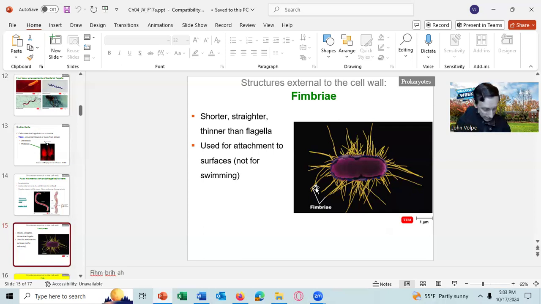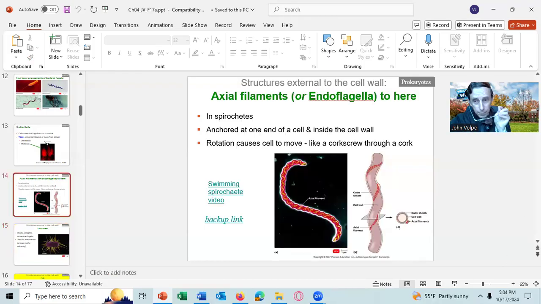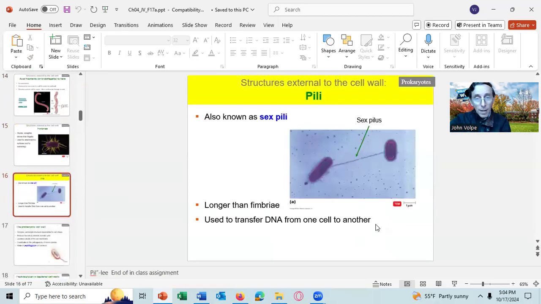Any question about fimbriae? Nope, went the wrong way. Pili, also known as sex pili, are longer than fimbriae, and they are hollow, and they're used to transfer DNA from one cell, this cell here, into another cell, such as this cell here. Pili are only found on certain cells, which are usually called F plus cells. We'll talk about that later. Any question about sex pili?